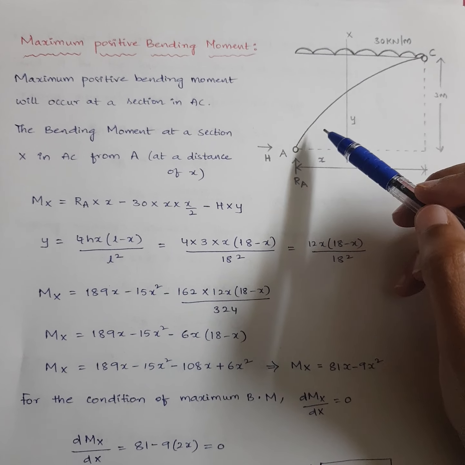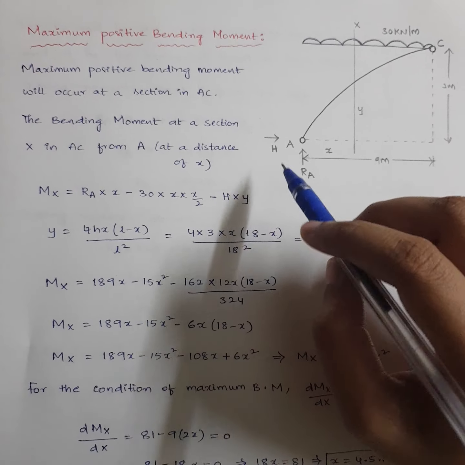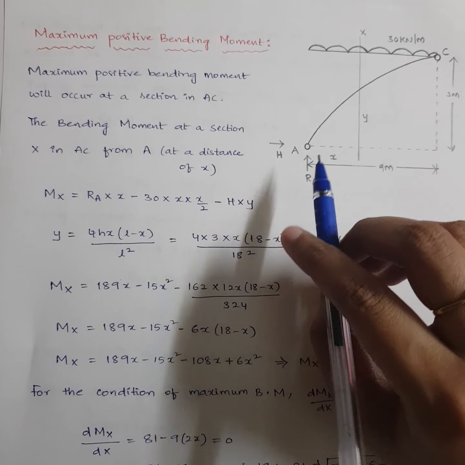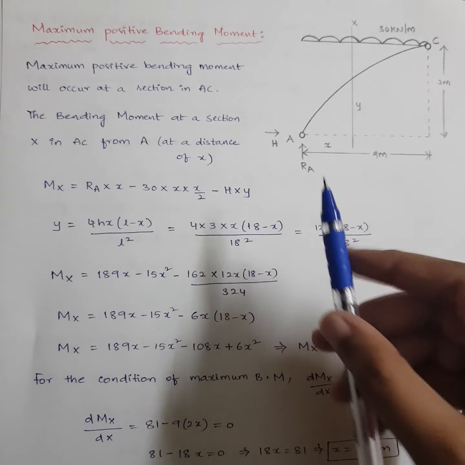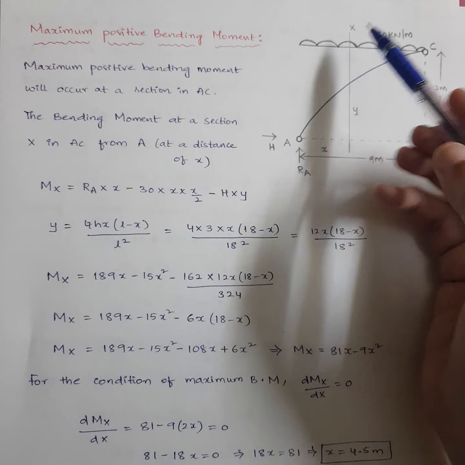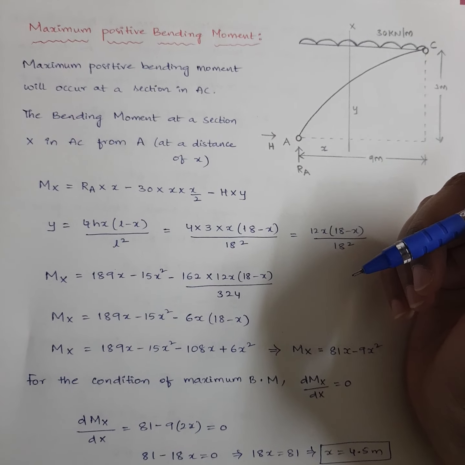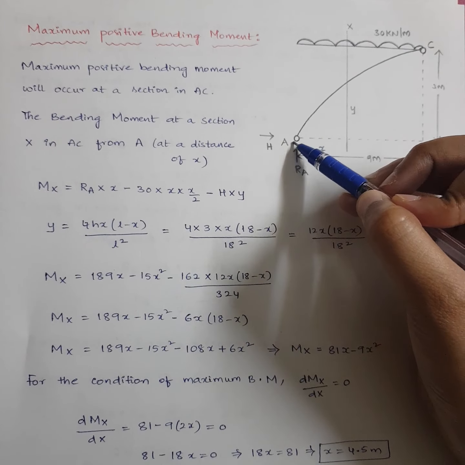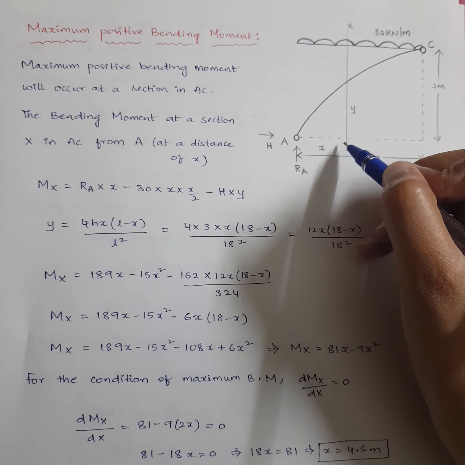For calculation of bending moment, we follow the sign convention of sagging and hogging. So Mx, the bending moment at section X, is equal to RA. RA is in the upward direction, so it is trying to lift your arch up, which is sagging. So plus RA into x. You have a UDL which is pressing your arch downward, so it will create a hogging moment. So minus 30 into x by 2, since the distance is x.